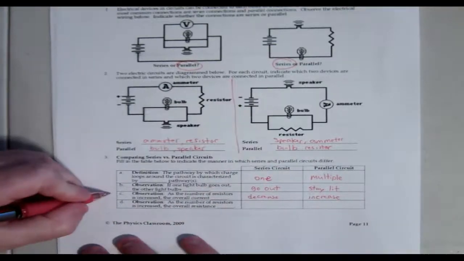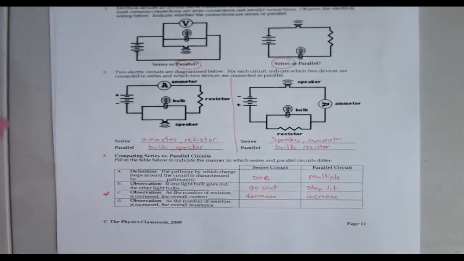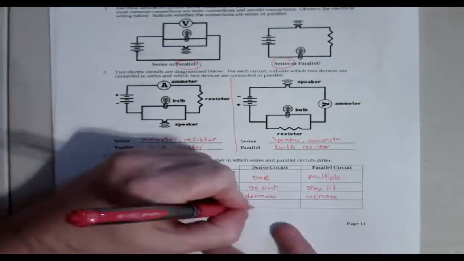These last two are very important, and you're going to run into these over the next several pages. All right, D, last one. As the number of resistors is increased, the overall resistance is increased.